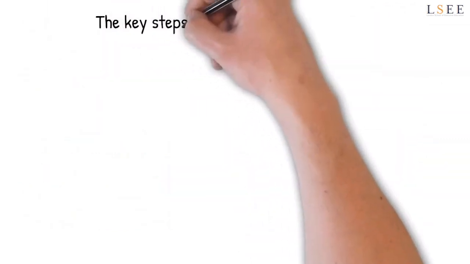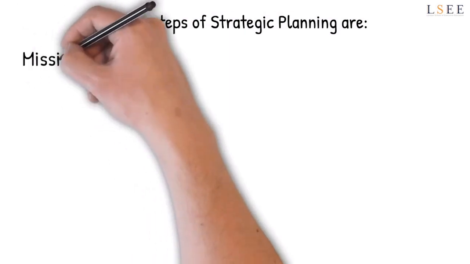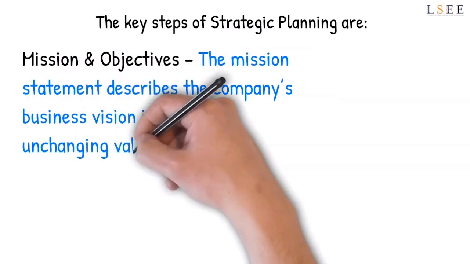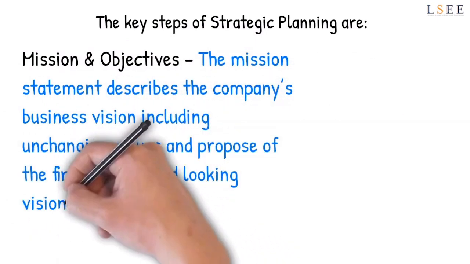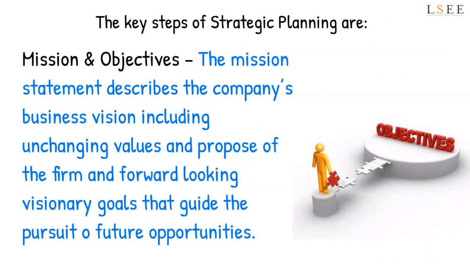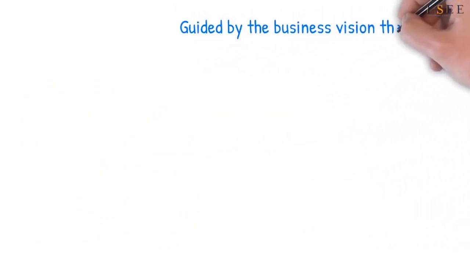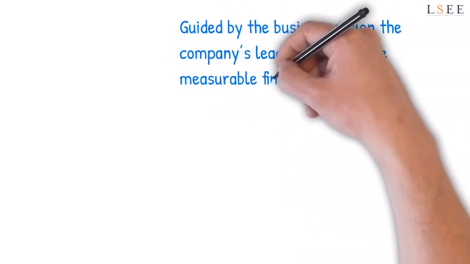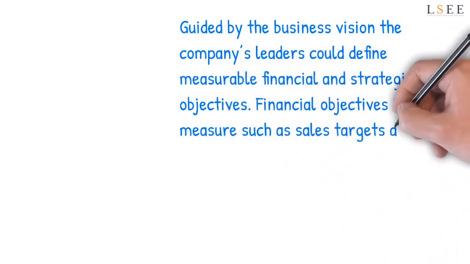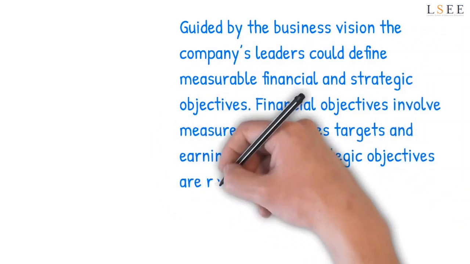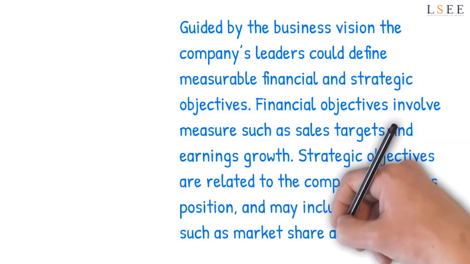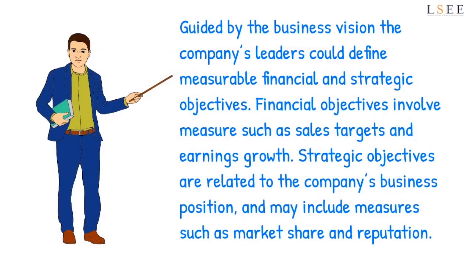The key steps of strategic planning are: mission and objectives. The mission statement describes the company's business vision, including unchanging values and purpose of the firm and forward-looking visionary goals that guide the pursuit of future opportunities. Guided by the business vision, the company's leaders could define measurable financial and strategic objectives. Financial objectives involve measures such as sales targets and earnings growth. Strategic objectives are related to the company's business position, and may include measures such as market share and reputation.